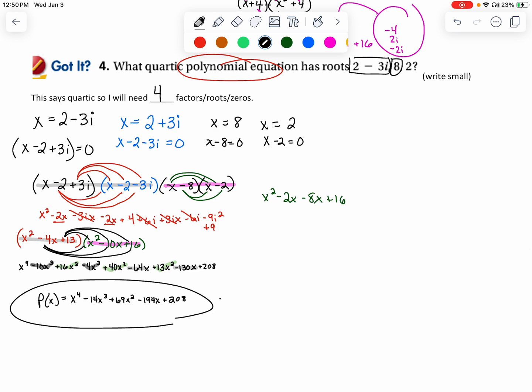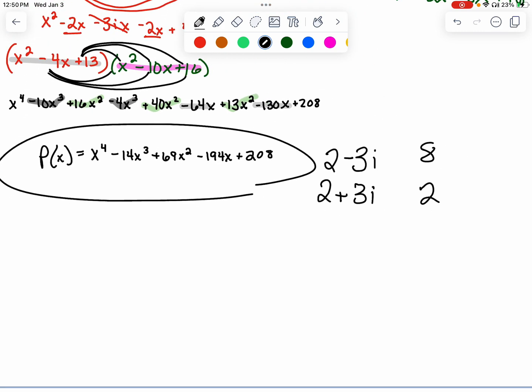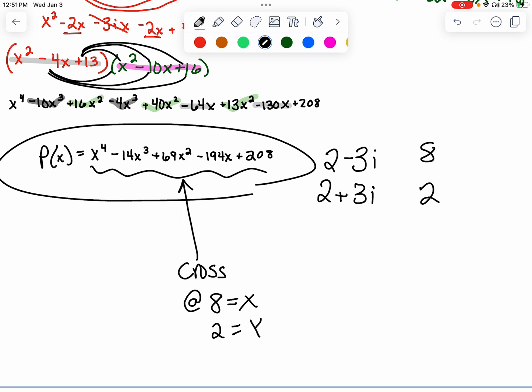So what would the roots be? The roots would be 2 minus 3i, 2 plus 3i, 8, and 2. So if you put this into your calculator, you will see it crossing the x-axis at x equals 8, and at x equals 2. You won't see them crossing at the imaginary roots, okay?